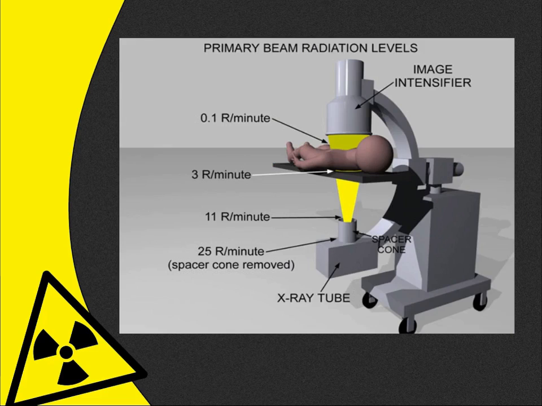Let's take here an example of radiation. The X-ray tube produces like 25 Roentgen per minute, and when it gets out from the tube, it will interact with air and get attenuated till it reaches 11 Roentgen per minute. And then when it interacts with the skin of the patient, it reaches 3 Roentgen, and behind the patient, the dose will be 0.1 Roentgen per minute. So this is the exposure of each area.